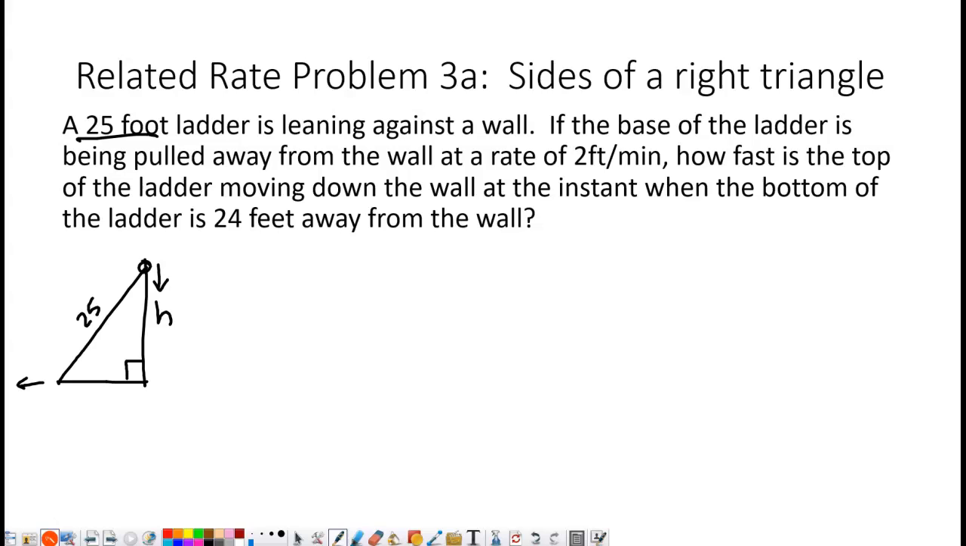Something else that will be changing is how far away the base of the ladder is from the wall. B is going to be increasing over time, because as I pull that ladder's base away from the wall, the length of the base from the wall is going to be increasing. So we have a right triangle who always has the same hypotenuse, but the two legs are changing. The vertical leg is decreasing and the horizontal leg is increasing. Okay, and so there's our picture.